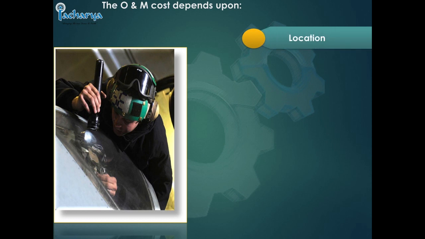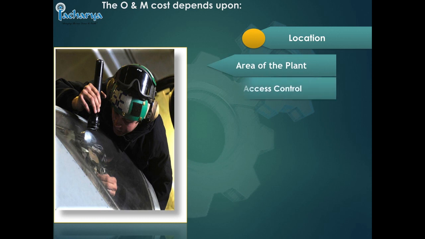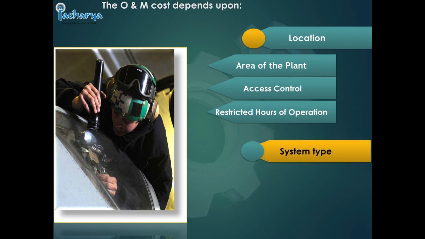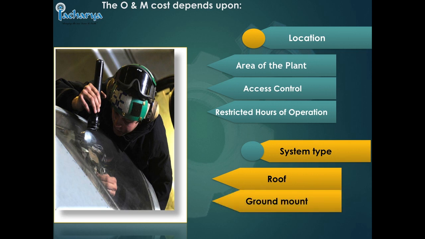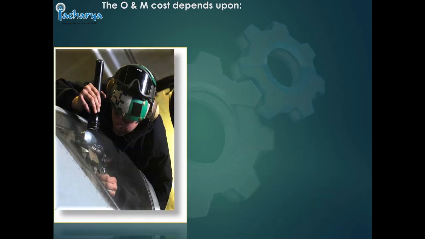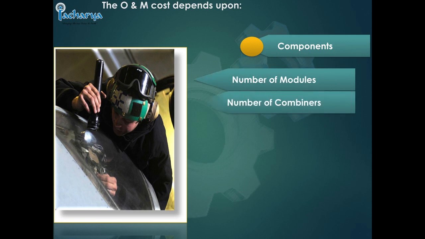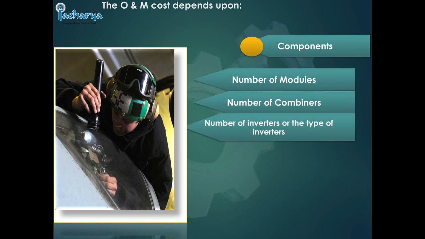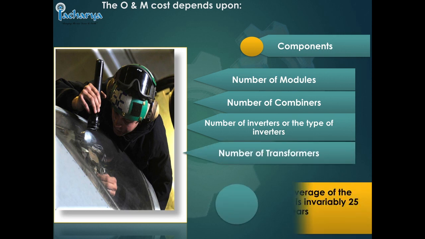Under location, there are three factors to be considered: area of the plant, access control, and restricted hours of operations. For system type, we have to consider whether it's roof mounted or ground mounted, and whether it is a fixed or tracking model. It also depends upon what type of components are used: number of modules, number of combiners, number of inverters or type of inverters, number of transformers, and warranty coverage of the system, which is invariably 25 years.